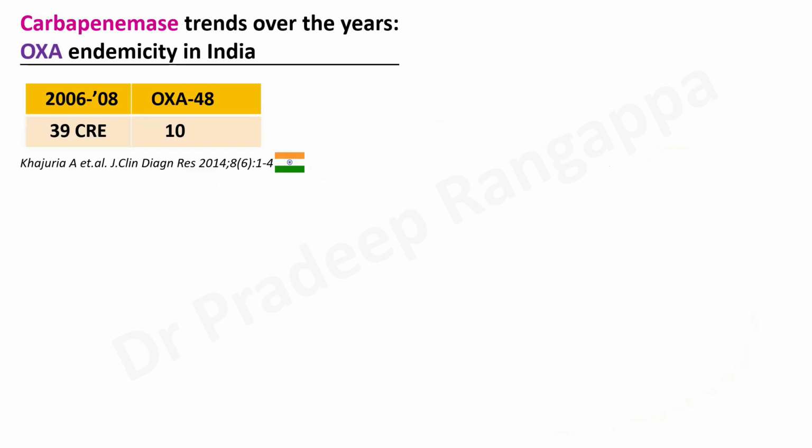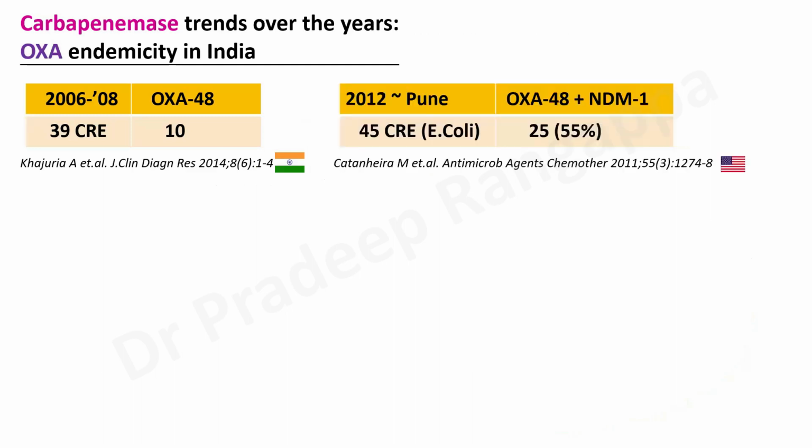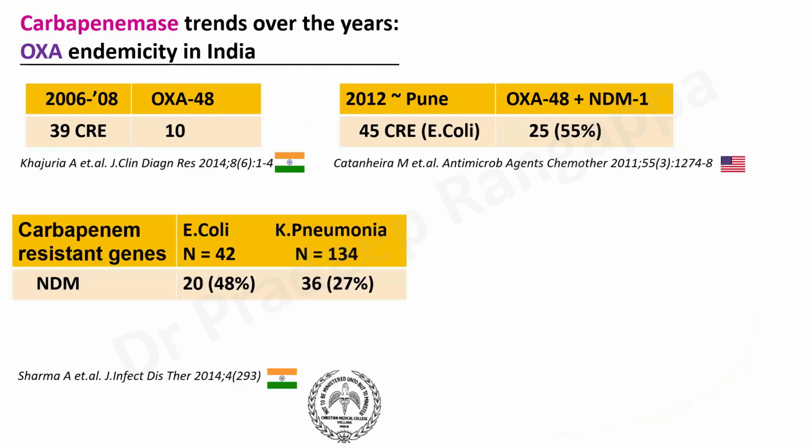Now what we are interested in is Indian data, and there is good Indian data. In 2006 to 2008, they looked at 39 CREs. These are all lab studies where they found 10 patients had OXA48. Then there was a study that came from Pune in 2012, where they looked at 45 E. coli samples which were carbapenem-resistant Enterobacteriaceae, where they found OXA48 along with NDM occurring together in 55%.